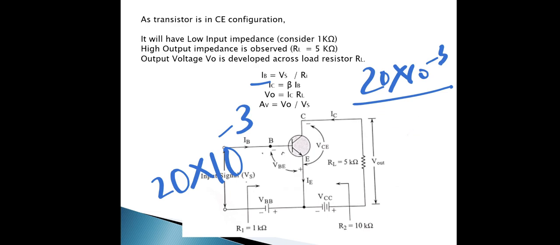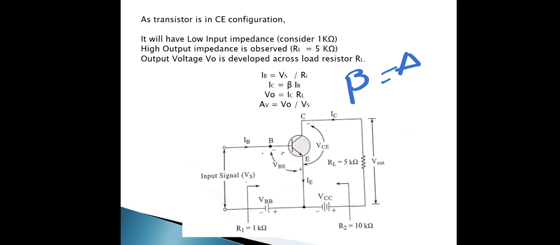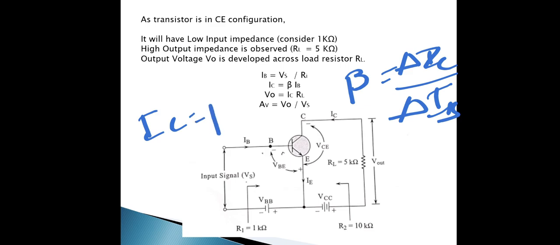And the next point to be noted here is the value of IC. What will be the value of IC? So we already know that beta, if you want to calculate the value of IC, just remember the value of beta. Beta will be equal to delta IC by delta IB. This everybody knows, right? So from this you can calculate the value of IC. IC will be equal to beta into IB, right? So if you want to calculate the value of IC, you simply multiply beta into IB.